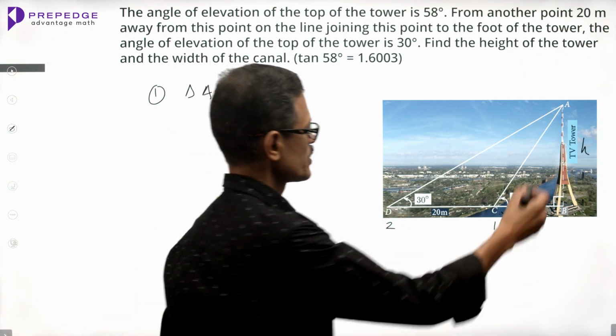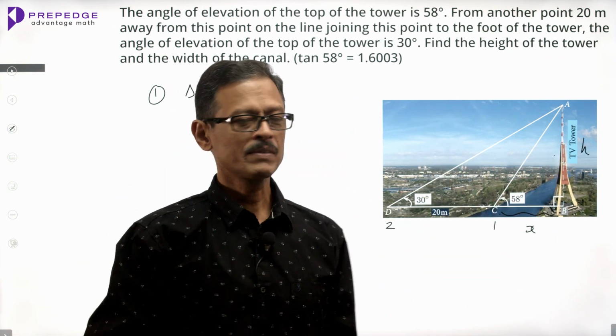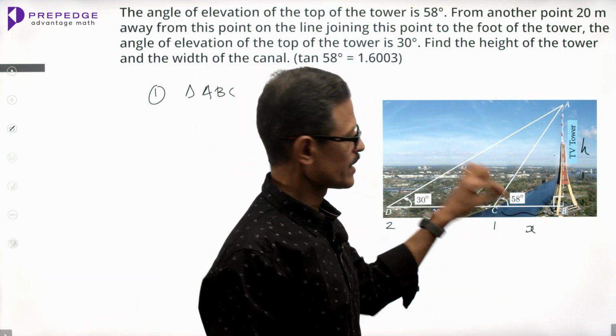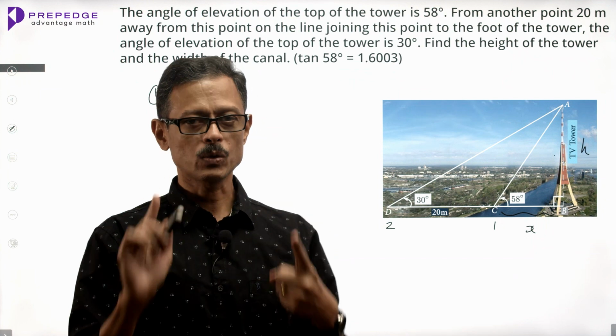Tan 58 is obviously opposite side by adjacent side. ரெண்டுக்குமே நமக்கு வேல்யூ கிடையாது. So we are going to write h in terms of x. h is equal to so many x அப்படின்னு எழுத போறோம். So that is step number 1.